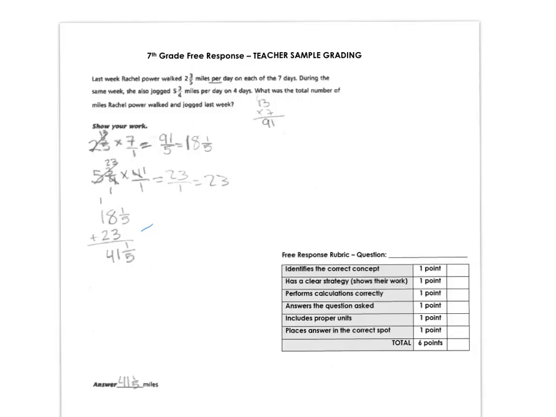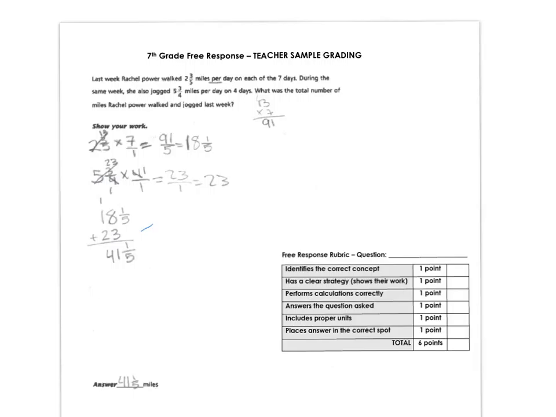The problem reads, last week, Rachel power walked 2 3/5 miles per day on each of the 7 days. During the same week, she also jogged 5 3/4 miles per day on 4 days. What was the total number of miles Rachel power walked and jogged last week? So this is a student's work. I'm going to jump down to my rubric.